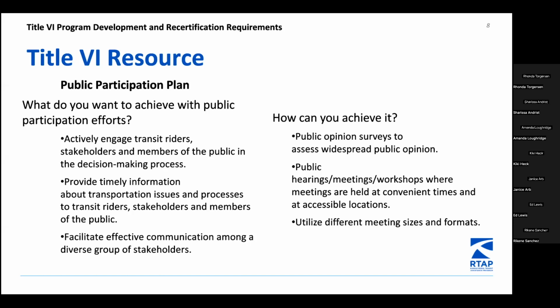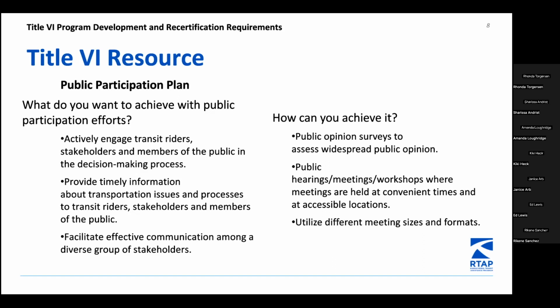So what do you want to achieve with public participation efforts? This might be actively engaging transit riders, stakeholders, and members of the public in the decision-making process. And these are a couple of options, but ultimately it's up to the agency to decide what that means for them. But thankfully, KDOT and the FTA have menus of options to help guide the thinking of agencies, and both of those will be available in the resource.